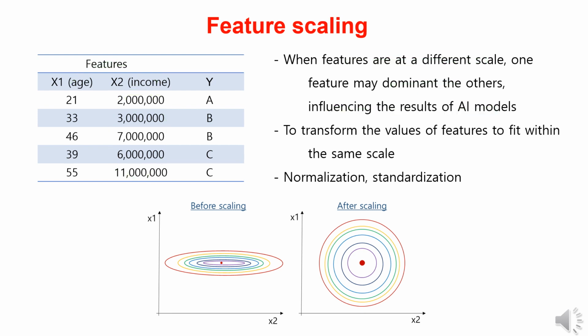Therefore, it is necessary to adjust the values of these features to a consistent level, and this is where feature scaling comes into play. As seen here, x1 and x2, which have different ranges, will have a uniform range after feature scaling. There are two commonly used methods for feature scaling: normalization and standardization.